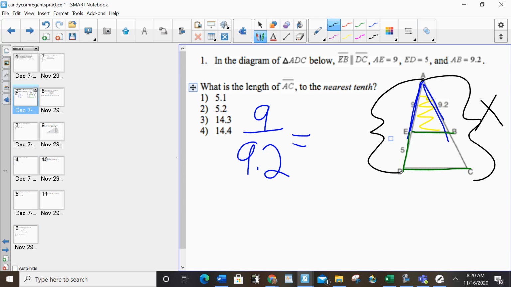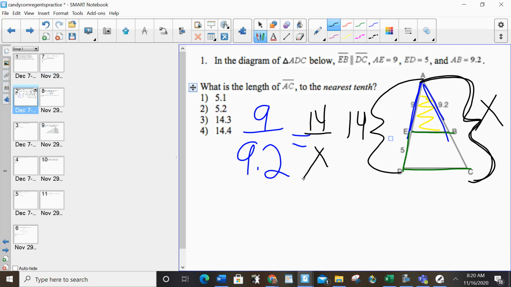Expect to have to add or subtract. Since I'm trying to find a side on the right-hand side, I'm going to need a side on the left-hand side. And 9 plus 5 is 14. So yes, I have both sides involved. So the 14 goes over the x. You could have called BC X, done top over top, bottom over bottom. If you did that, you would have then needed to add that to the 9.2. However, I would rather you go this route.